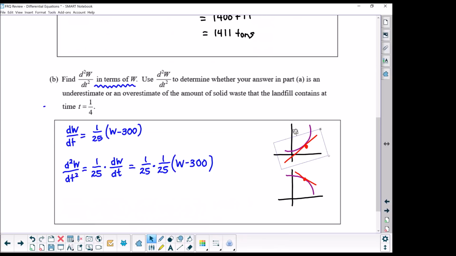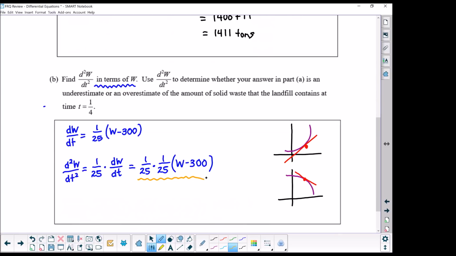Now, that's where you're at. You want to determine, is this graph concave up or down? Connect concavity with the idea of the second derivative. So we want to figure out, is this particular expression positive or negative? That's a good question. I don't know. Depends on what W is, right? I need to figure this out.